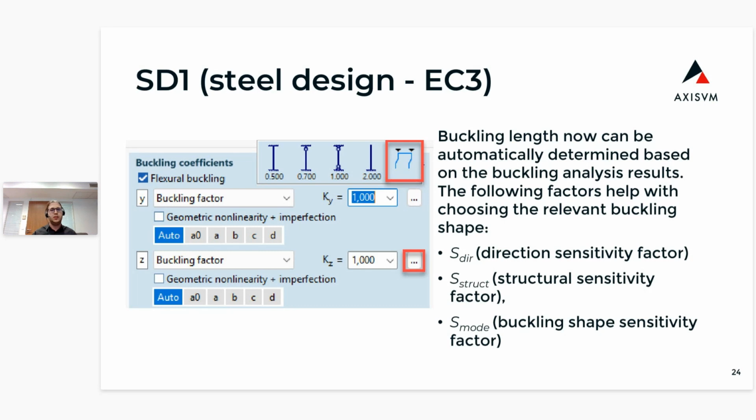Now there is a major improvement. By running a numerical backlink analysis, the program helps you define a much more accurate backlink length factor. What's new is that you no longer have to rely solely on visual interpretation of backlink shapes. The program now provides quantitative sensitivity indicators to guide your decision.